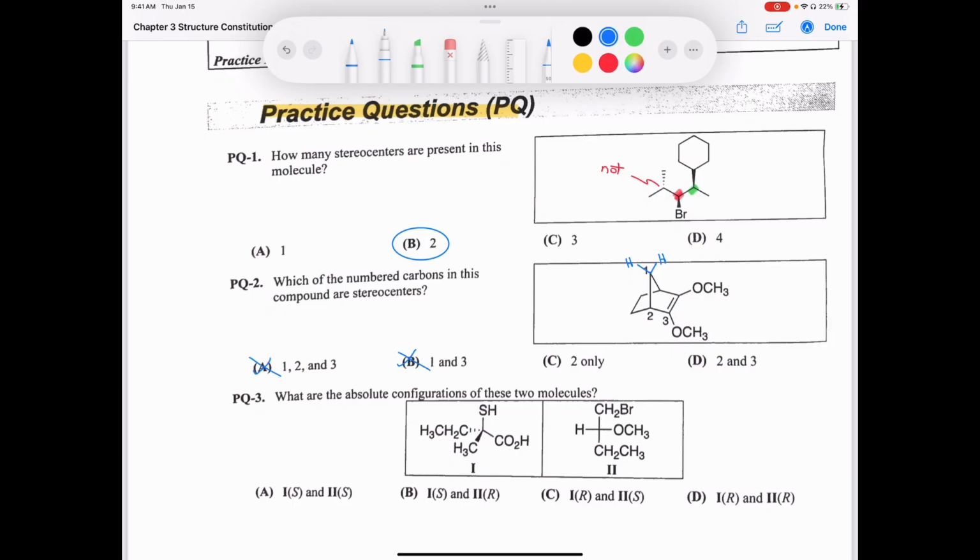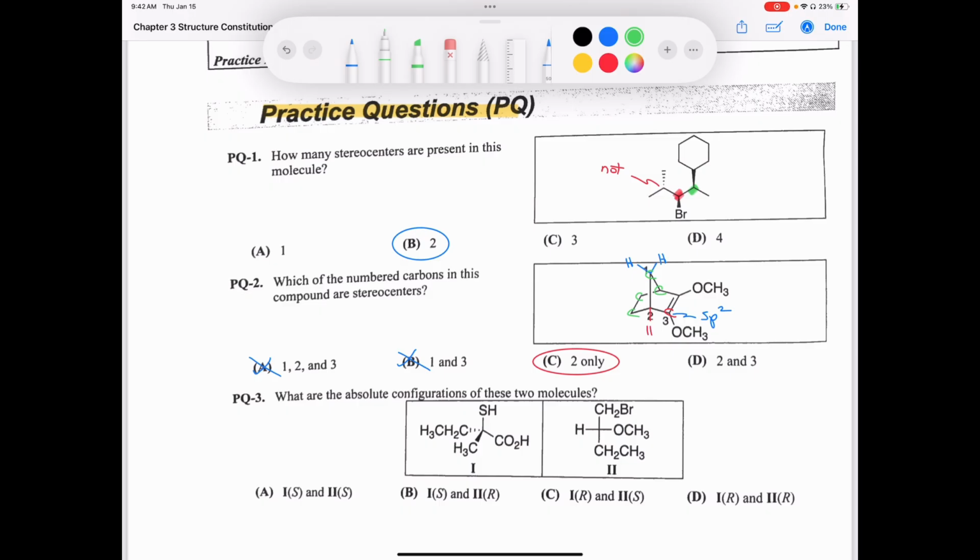Now we need to figure out whether carbon 3 is a stereocenter or not. It certainly isn't because it's sp2 hybridized. So the answer is C. Only carbon number 2 is a stereocenter, and you can see it's attached to a hydrogen atom and to this sp2 hybridized carbon. Then it's attached to two sp3 hybridized carbons, but one goes to this carbon off of the bridgehead here, and this other one goes to a methylene. Those are two non-identical carbons, and so only carbon 2 is a stereocenter.